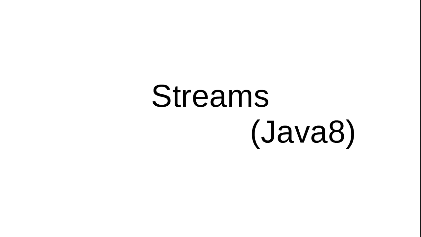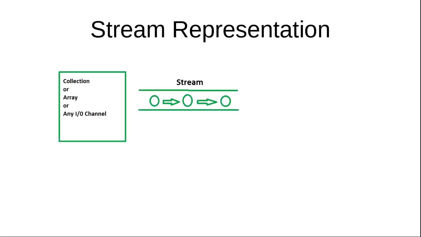As part of the Java 8 series, today I will discuss the streams concept. So, what is a stream? Let's assume you have some source. The source could be a collection, an array, or any input-output channel. Now, if you want to process the elements or objects stored within that source, then you need to take the help of a stream.